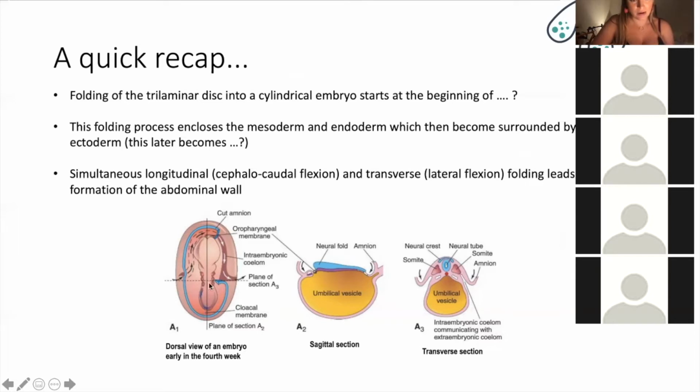You can see in these diagrams we have longitudinal folding down the center, from the head to the tail, and we have transverse folding, or lateral flexion, across the middle. This leads to the formation of the abdominal wall and pretty much all your internal organs. The folding process encloses the mesoderm and the endoderm, and then we have the ectoderm on the outside, which becomes the skin. So that's just a quick recap from last session.